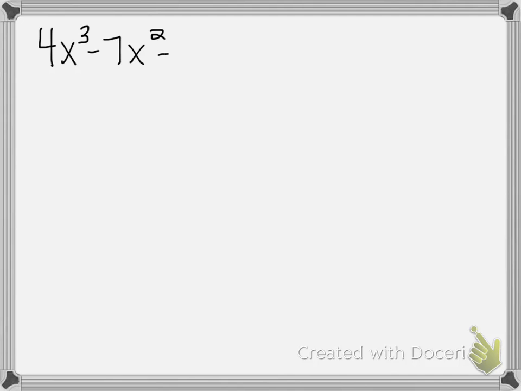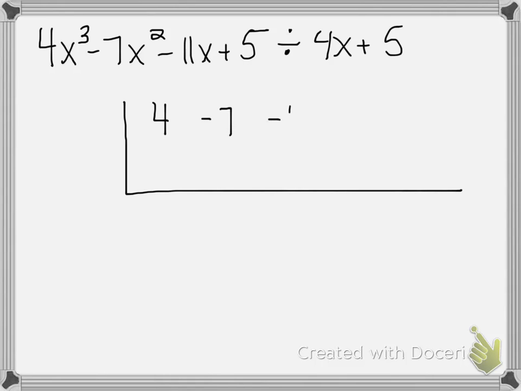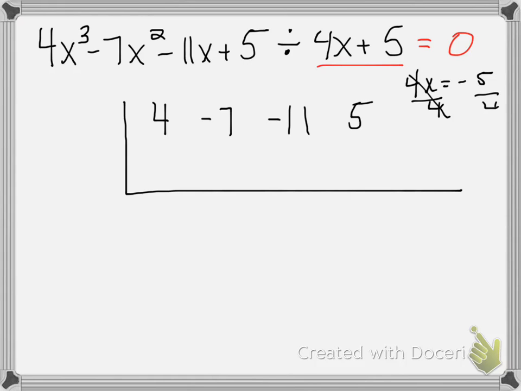Let's look at a different type of problem when my coefficient in front of my x is a number other than 1. In this case, 4x plus 5. Now you can still do synthetic division, so my first step is to make sure I put the coefficients. So 4, negative 7, negative 11, and 5. Now, one way you can do this problem is you set 4x plus 5 equal to 0, and you solve for x being negative 5 over 4. Now you can use that number on the outside and follow the same process.